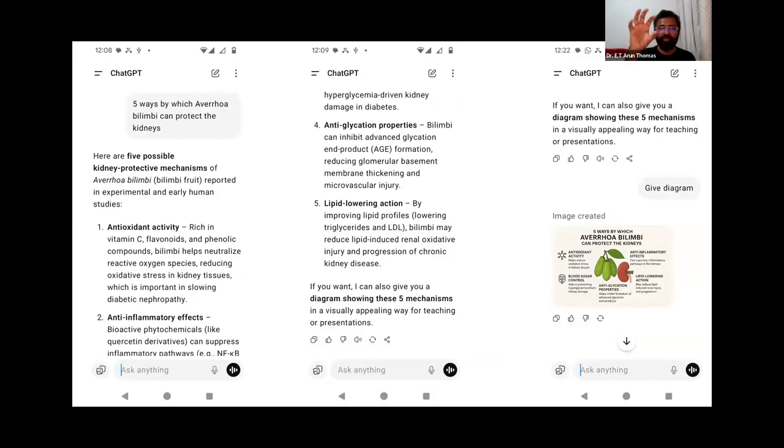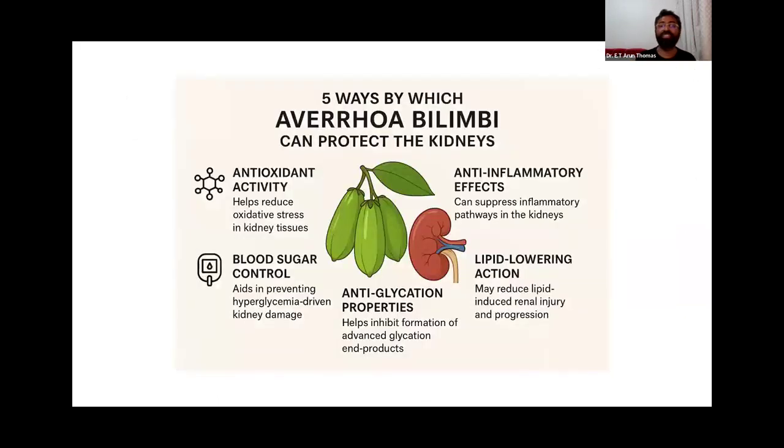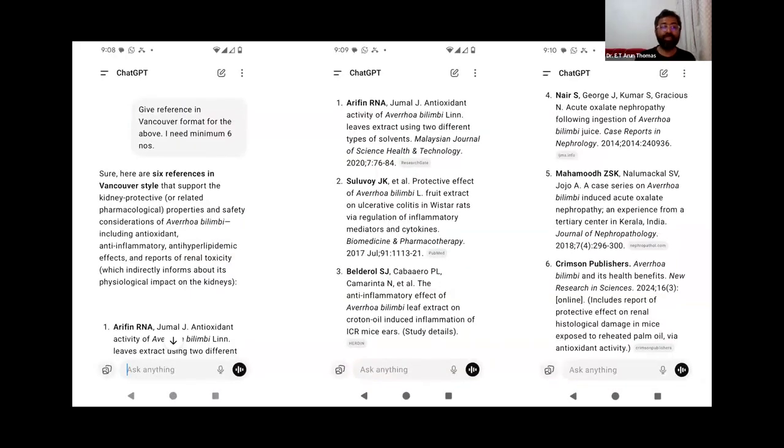Now it is giving 5 mechanisms by which Averrhoa bilimbi protects the kidney, with detailed explanation: antioxidant action, anti-inflammatory, anti-glycation properties, lipid lowering, and it even suggested that it can create a diagram or a figure to explain how it protects the kidney. So that is what ChatGPT is giving. ChatGPT is telling that Averrhoa bilimbi protects your kidneys. And I asked ChatGPT for references, and it gave me 6 references.